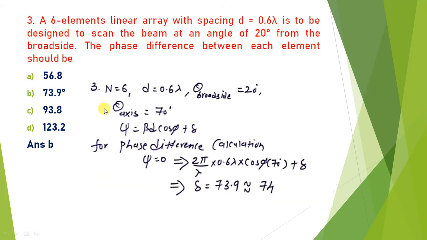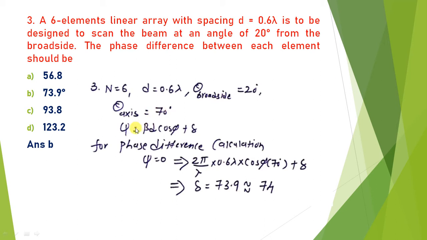Okay, a 6 element linear array with spacing d equal to 0.6 lambda. So the distance between the elements is given as 0.6 lambda. The angle is given as 20 degrees from the broadside, and you have to find out the phase difference between each element. So n is equal to 6, distance is 0.6 lambda, angle from the broadside is 20, but we are measuring the phase difference from the axis. So the angle from the axis is 90 minus the broadside angle. So 90 minus 20 will give you 70 degrees.